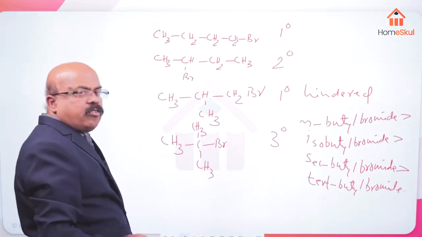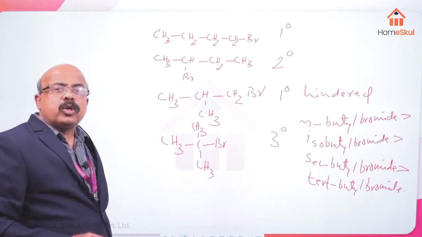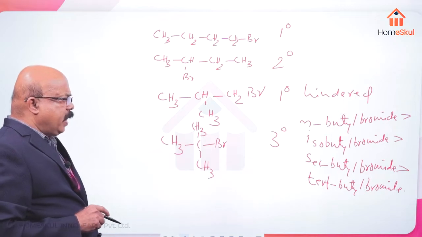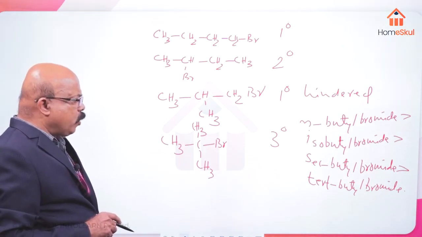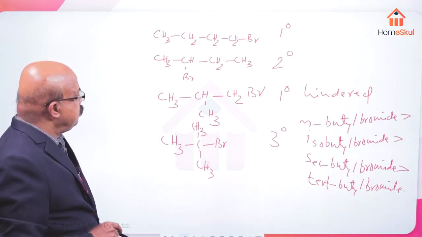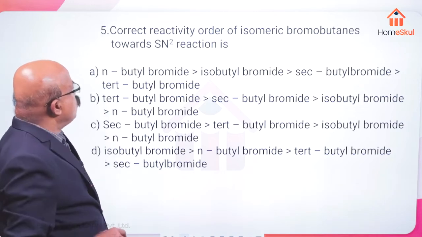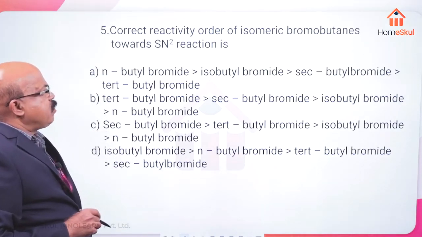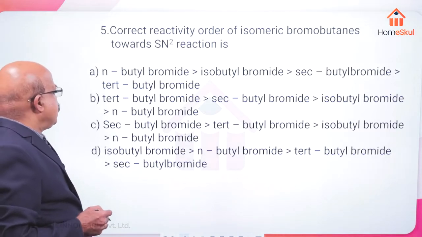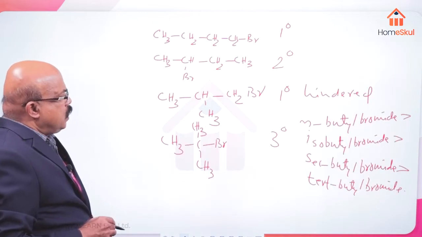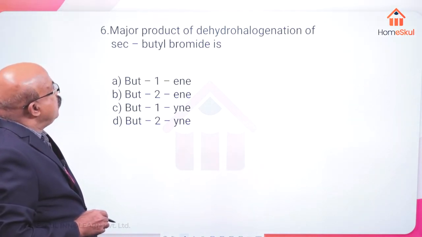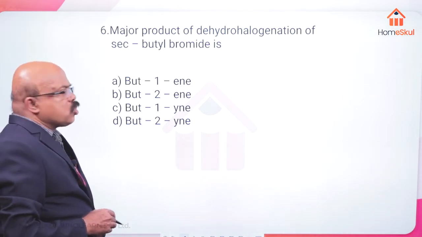So here the correct reactivity order of the isomeric bromobutanes towards the reaction: normal butyl bromide, more reactive than isobutyl bromide, more reactive than secondary butyl bromide, more reactive than tertiary butyl bromide. Let us see the question once again. This should be your answer. The answer is option A.